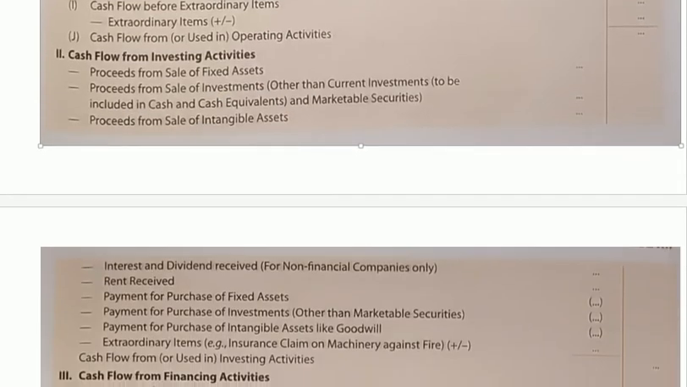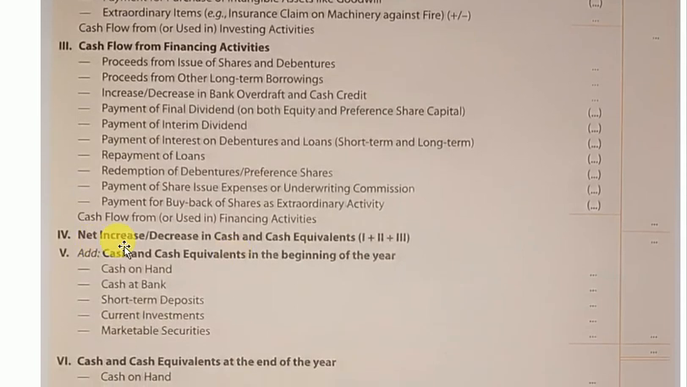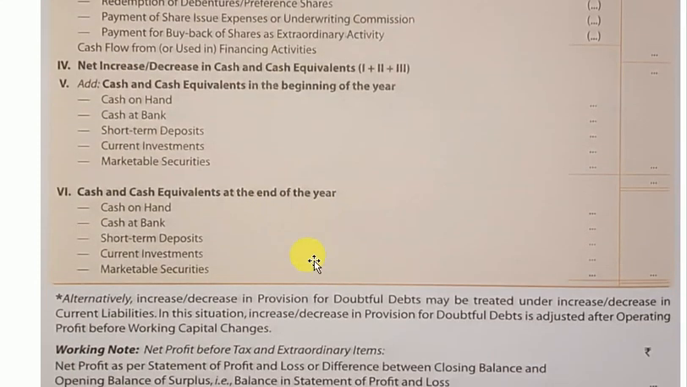Then write down number 3, cash flow from financing activities. Point number 4, net increase slash decrease in cash and cash equivalents from 1 plus 2 plus 3. Then point number 5, add cash and cash equivalents in the beginning of the year. And finally, your last subheading in the statement, point number 6, cash and cash equivalents at the end of the year. The final amount should be closed with double line. This is not to be forgotten.